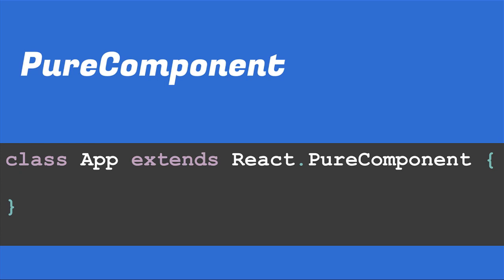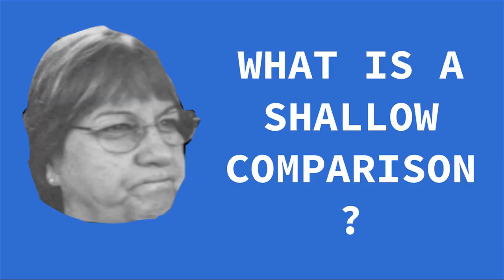But one thing is that it does a shallow comparison. So it only compares two variables in a shallow way. So if you've got nested data, that can be a problem. What is a shallow comparison?